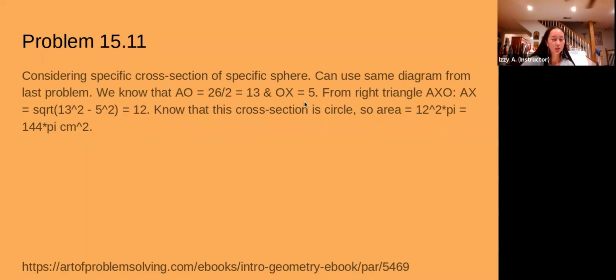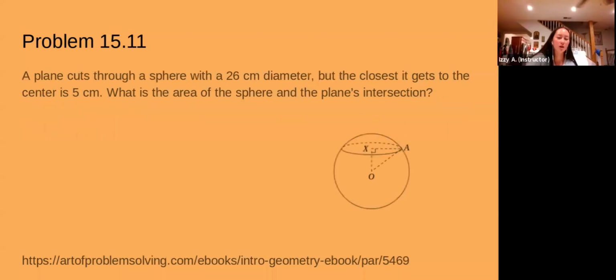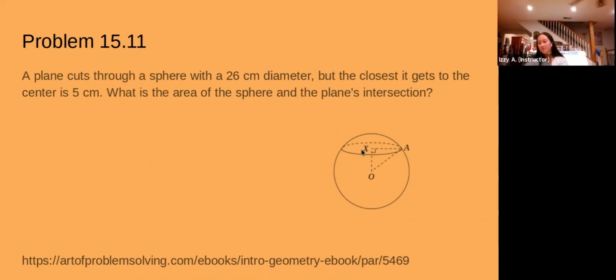And we know that this cross section is going to be a circle. So then we would have gotten pi r squared, or 12 squared times pi, which is 144 times pi centimeters squared. What's the problem? The problem was what is the area of the sphere and the plane's intersection? So you just wanted to find the circle that resulted. So that was the solution? Yes. Okay.